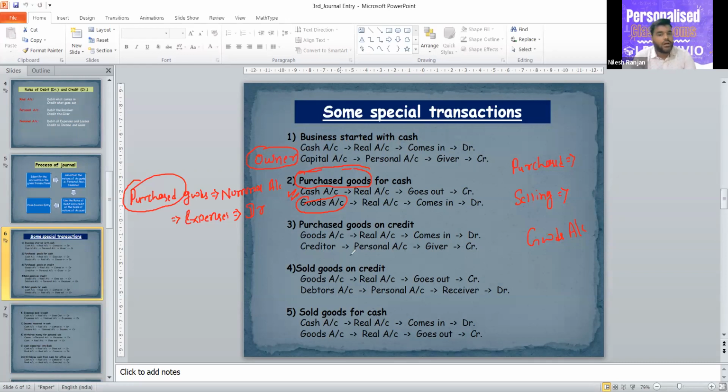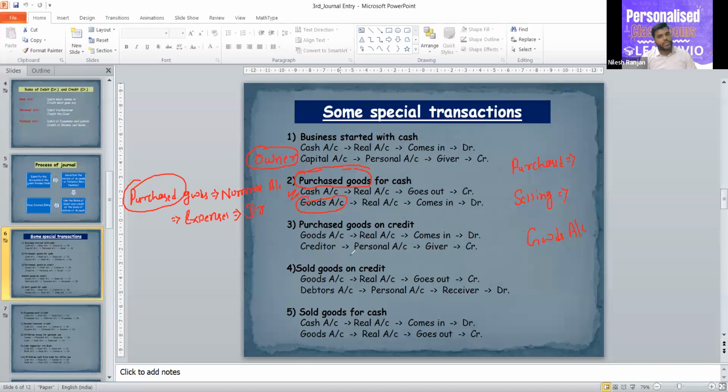Now, which accounts are affected here? So first is goods. You can see goods account is a real account, and if we have purchased goods, then it is coming in, so it will be debited. And the second item is creditor. Creditor means who is giving us goods on credit basis.